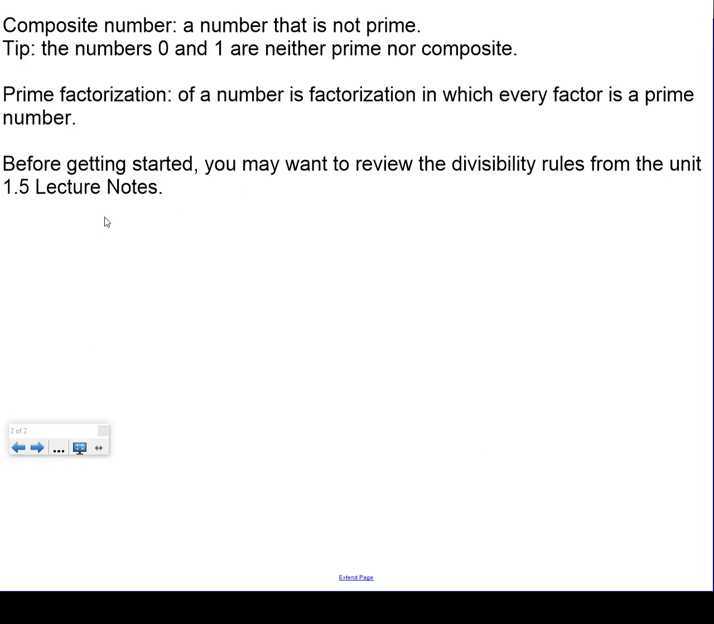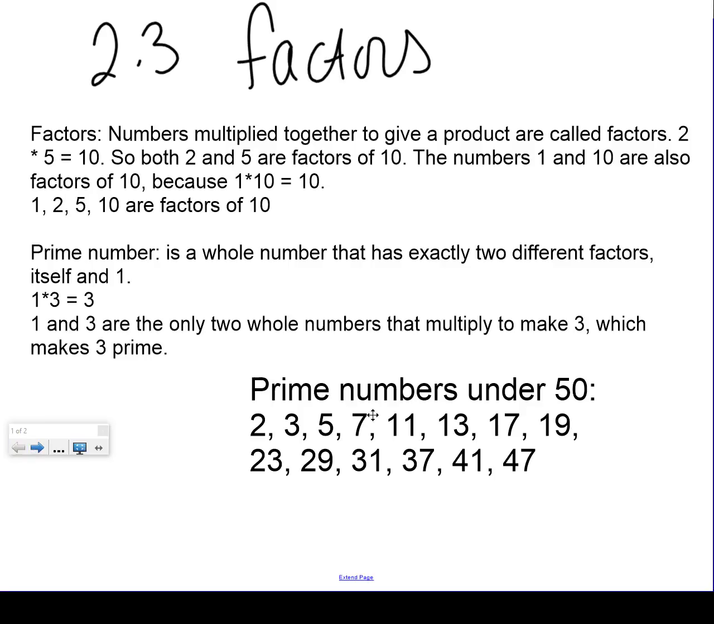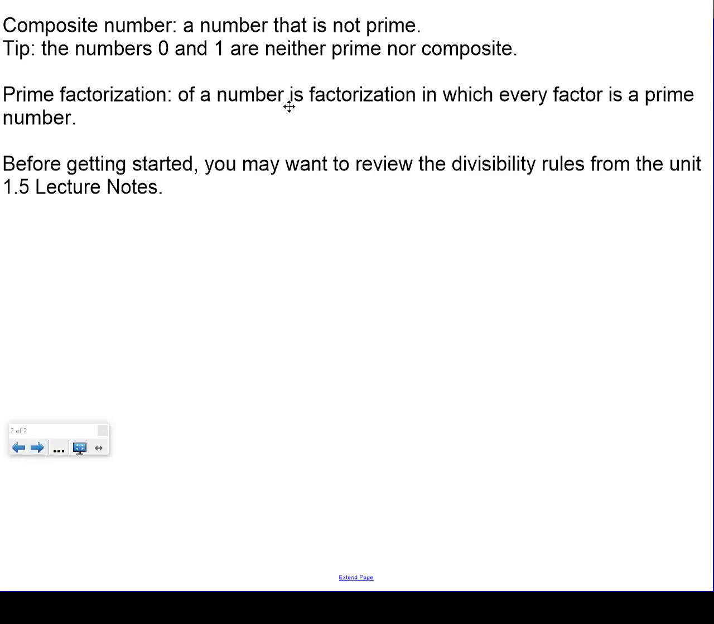All right, there's 2 more rules, or definitions. A composite number is a number that is not prime. So any number that you can think of that was not on that prime list, remember these are only prime numbers under 50, so there's a lot of other ones. But any number that is not a prime number is a composite number.